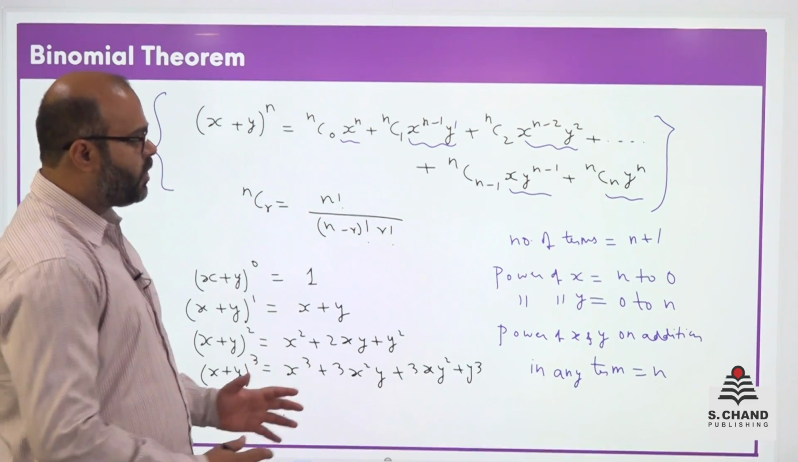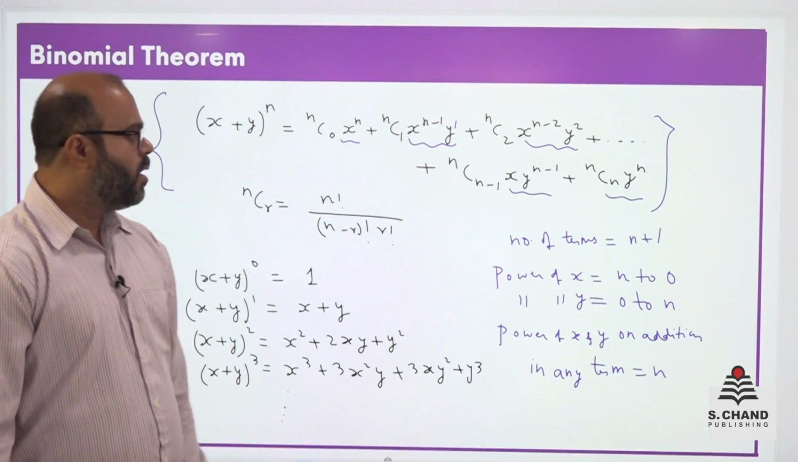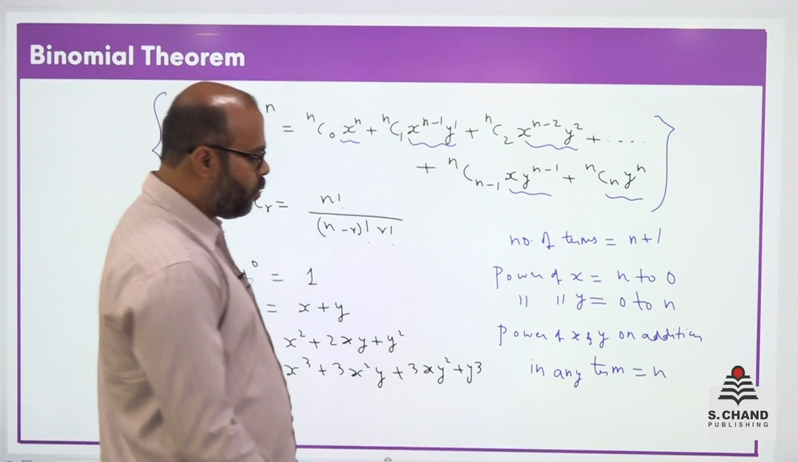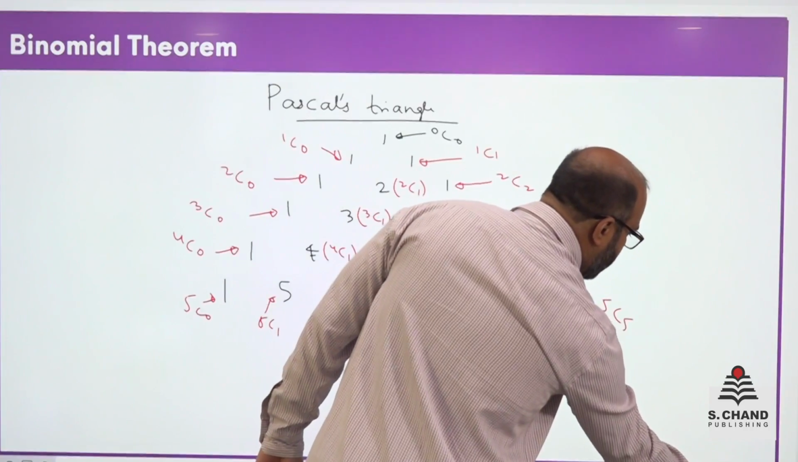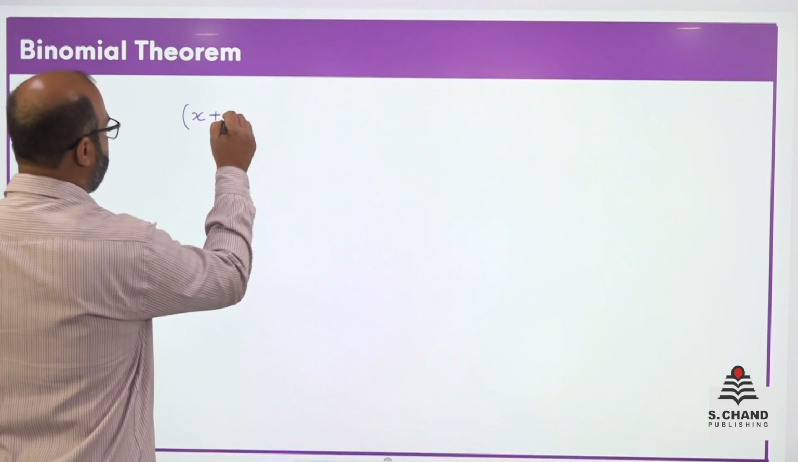What other observation can you see here? Many other observations may come up, but the important point is knowing the expansion here. Now we come to the general term. Again, keeping the expansion in mind, I am writing the expansion here.